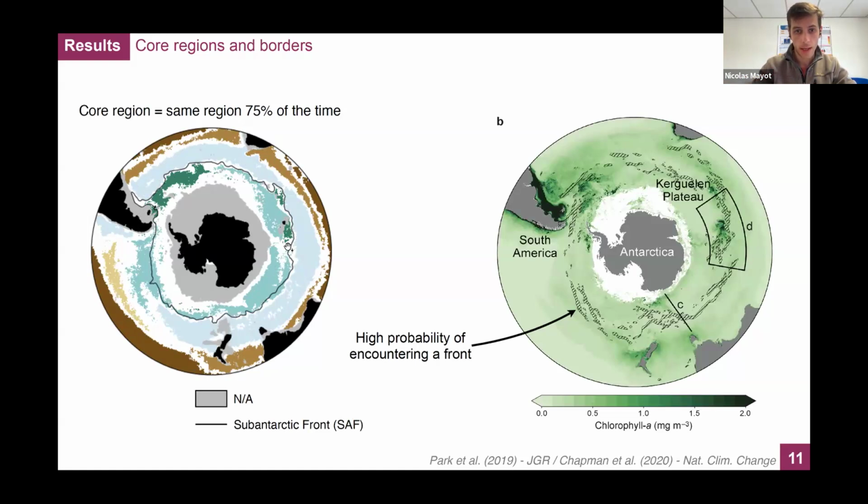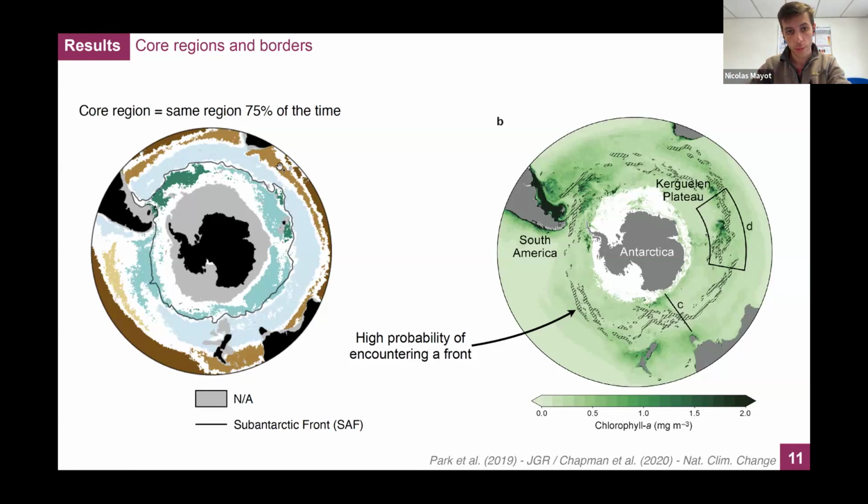region here. In previous publications, it has been shown that this front, which is occurring a lot in this area here, is also kind of a border for the biology. That's why it's shaping the location of my region: it's a strong physical process or feature.